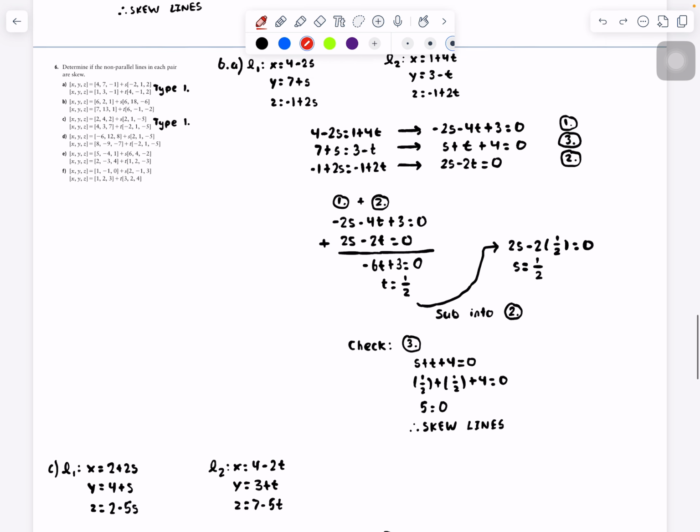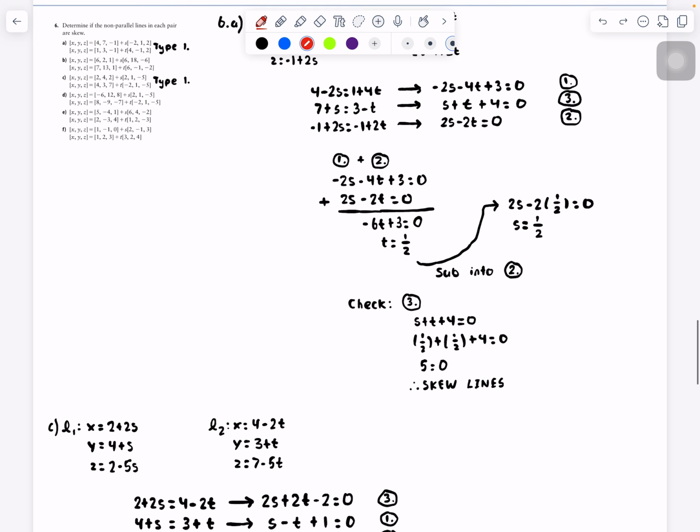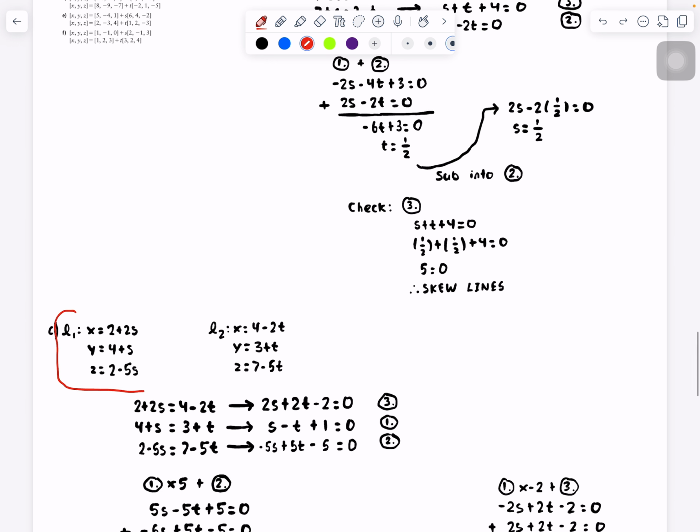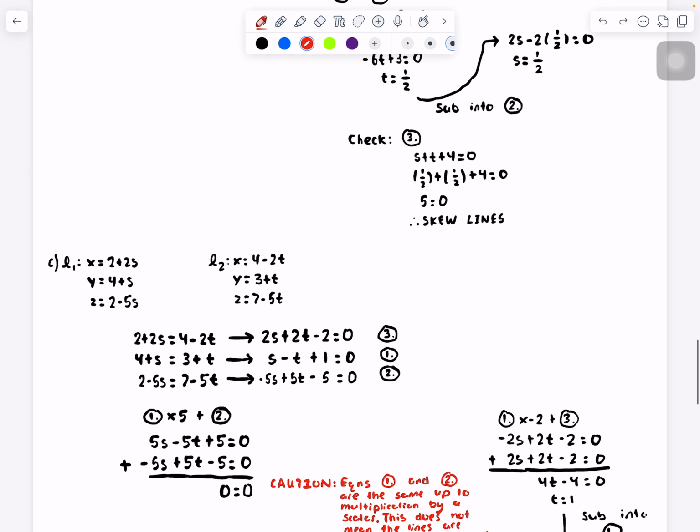Okay, moving on to 6c. Same deal. Write the parametrics of each line. Equate like coordinates right here. Okay. Move everything over to the left-hand side. Right-hand side equals 0.